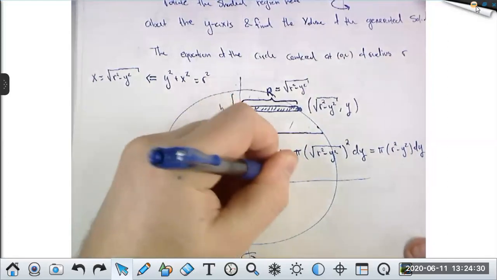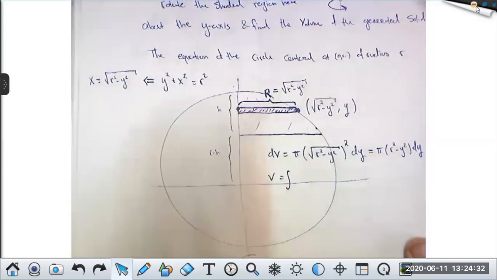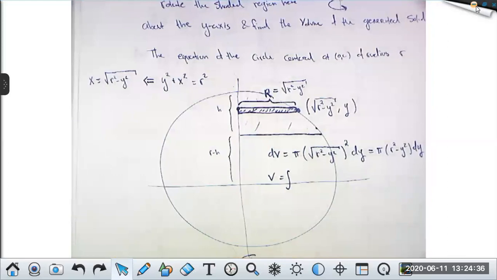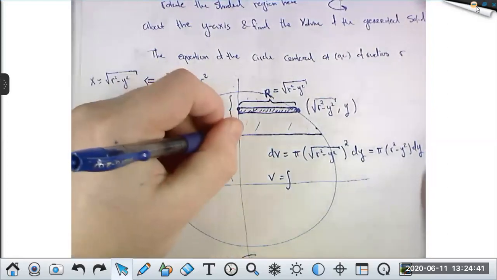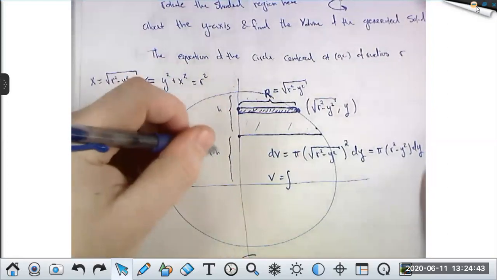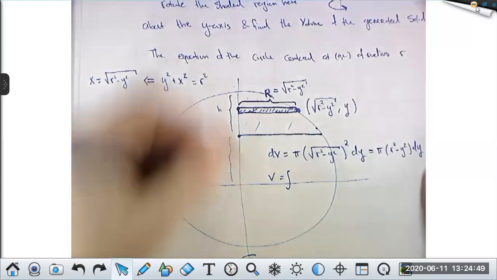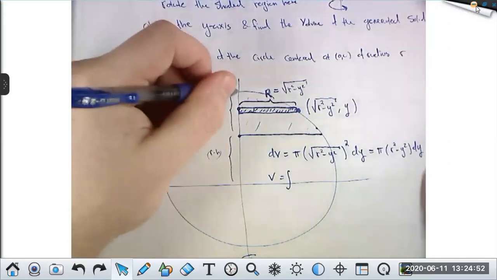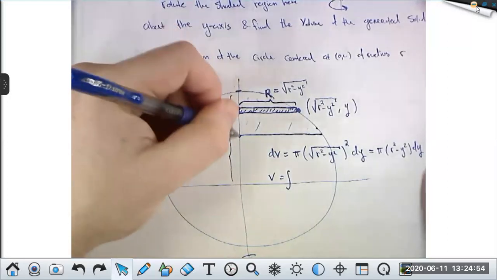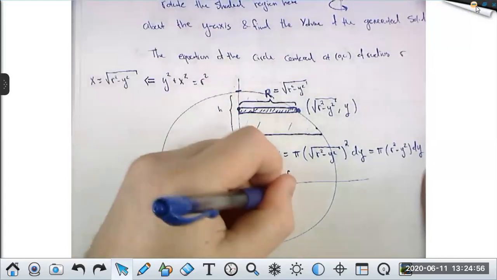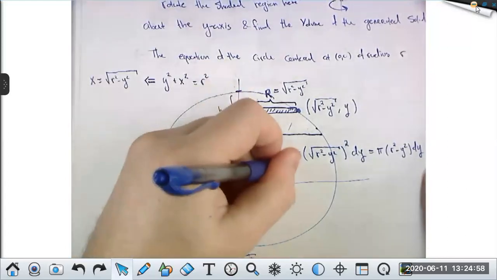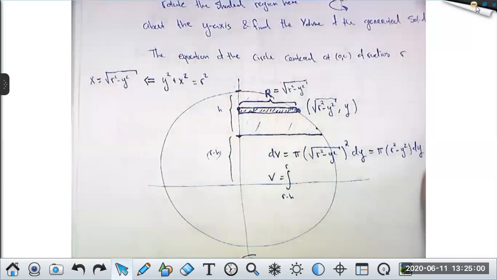And V is going to be the integral of dV. To figure out where to integrate from and where to integrate to, the smallest y value in my region is minus 8. You're integrating from r to r, or from negative r to r? Unfortunately, no. I'm going to integrate from this y value to this y value. Okay, so from 0 to... It'll be from r minus h to r.